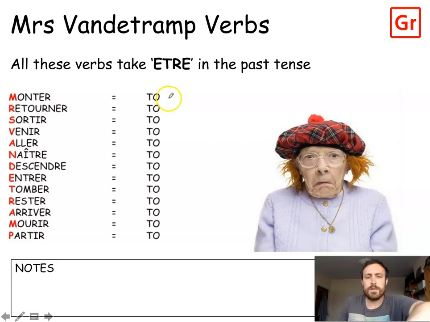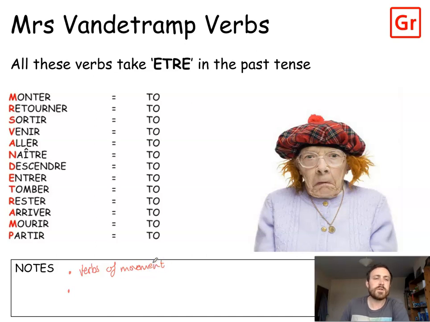So I'm going to get my pointer. Monter is... Now before I do that, there's actually another way of remembering. There's 2 little tricks of remembering verbs that take être in the past. The first one is they're all pretty much verbs of movement. Okay, so if you think of the main verbs of movement: to go up, to enter, to fall over, to come, to go out, to leave, they're all verbs of movement, and that's a way of remembering Mrs. Vandertramp.